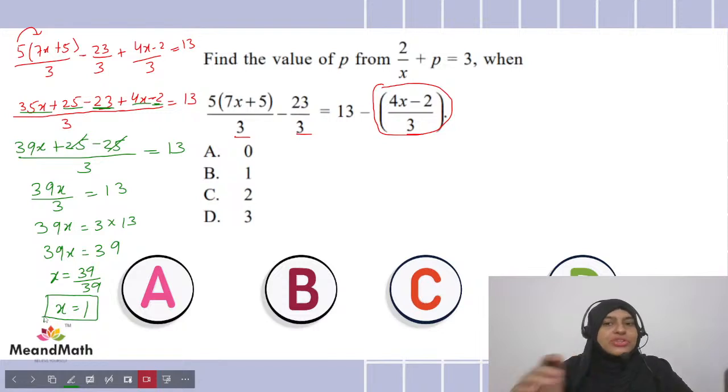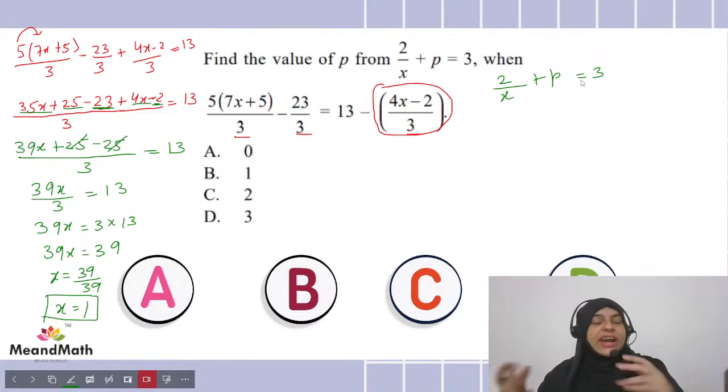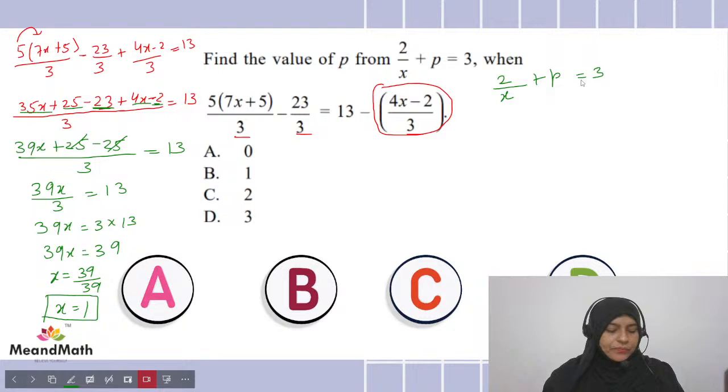Now the question is really simple. Our next equation, which is having p, is 2 by x plus p is equal to 3. Now what we need to do? We need to put the value of x here so that we can find the value of p. Okay?